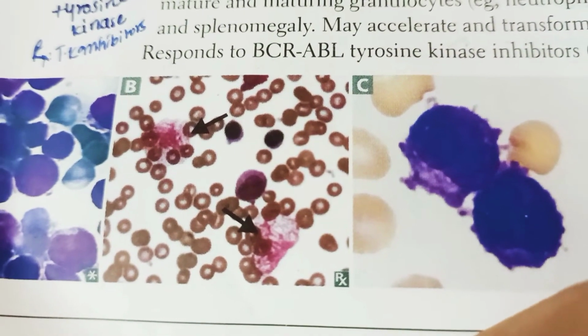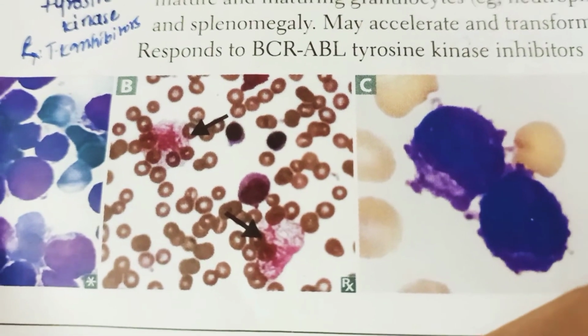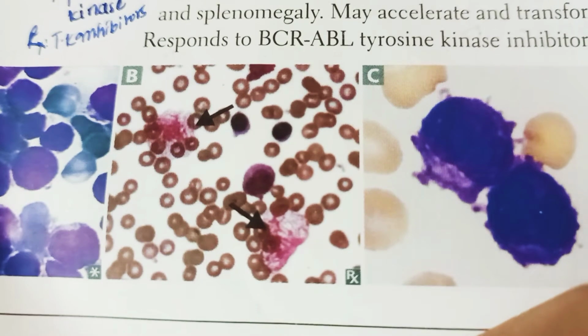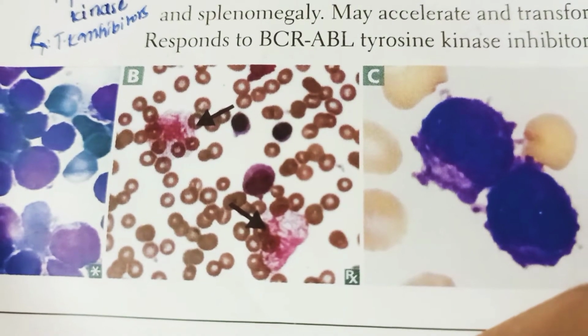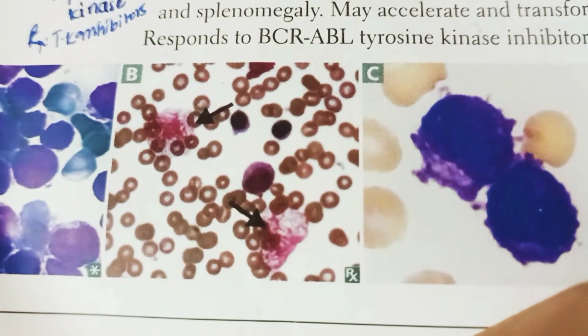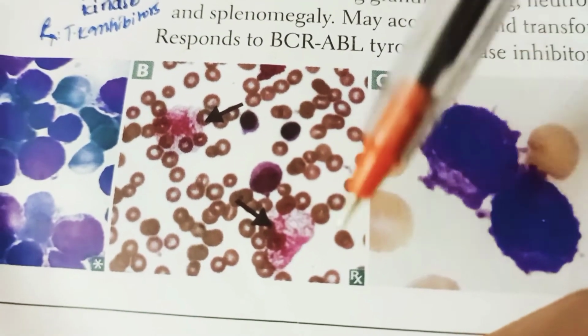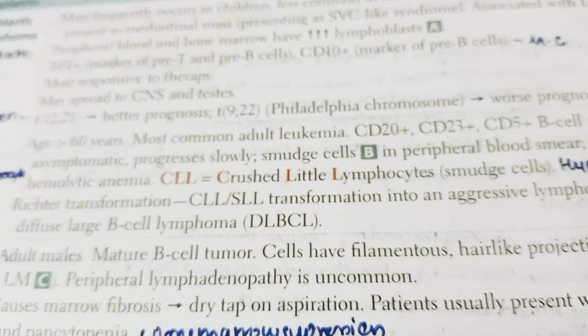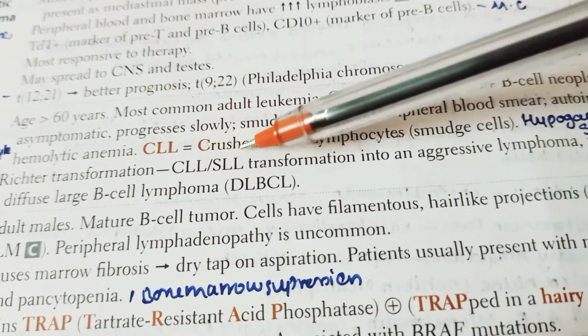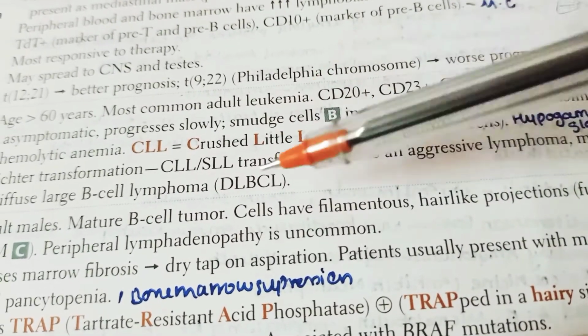There's also autoimmune hemolytic anemia. If you remember autoimmune hemolytic anemia, either IgG or IgM may attack. Actually, warm is most common, so IgG may attack the blood cells, and that will lead to hemolysis. CLL, that is chronic lymphocytic leukemia, how to remember this? Crushed little lymphocytes, that is smudge cells. So like that you can remember.